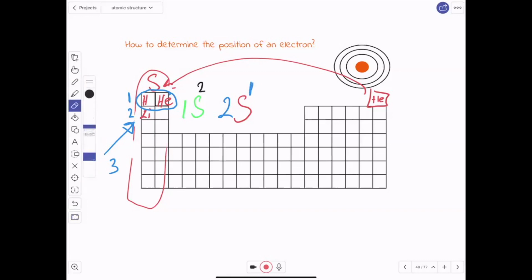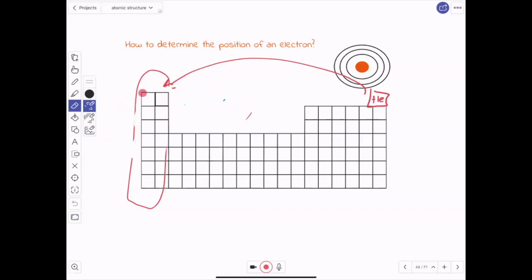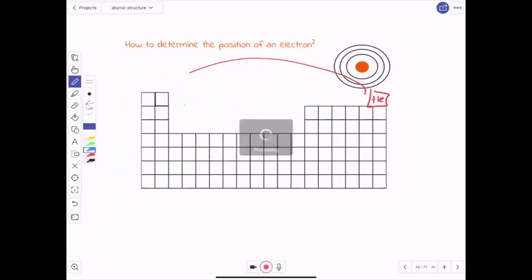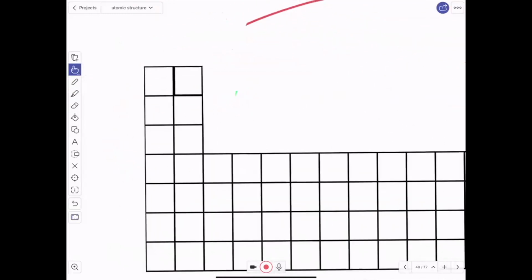The easiest way to do it is to use the periodic table. From the periodic table, you can work out the electron configuration of any element of your choice. So for hydrogen, which is the very first element in the periodic table, what do I write? I write 1, 2, 3, 4, and so on. Hydrogen is here, in the first group. Helium is in the second group.